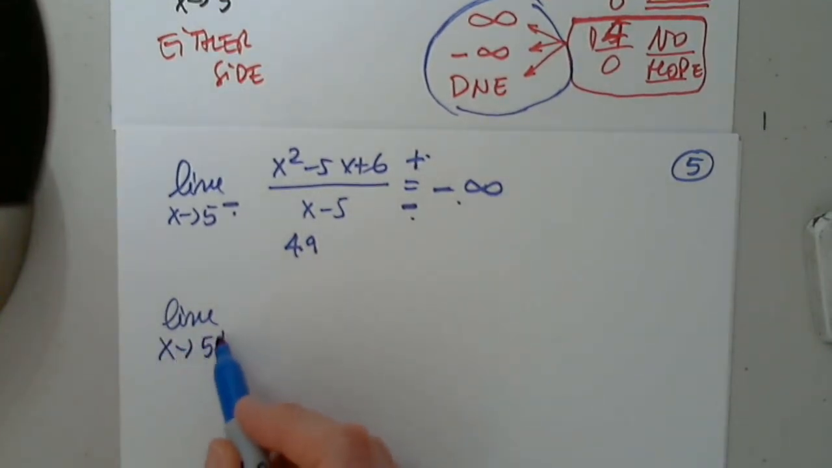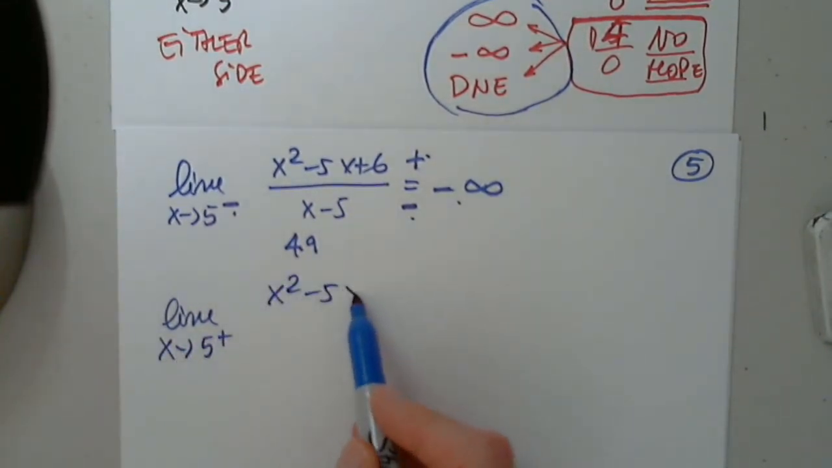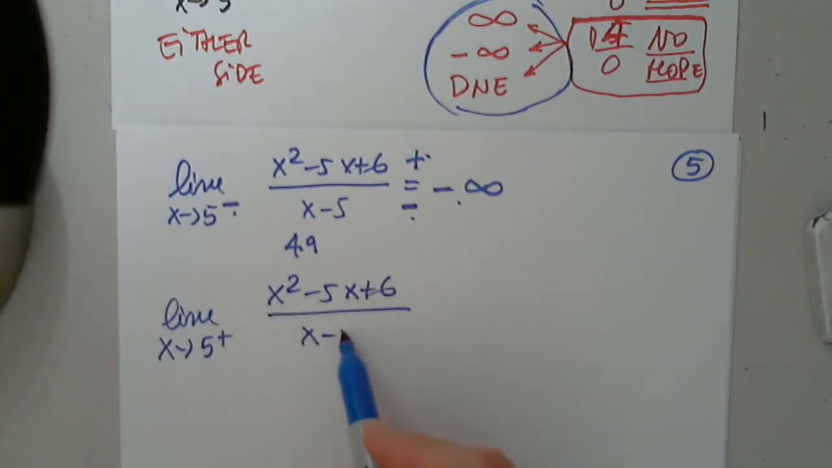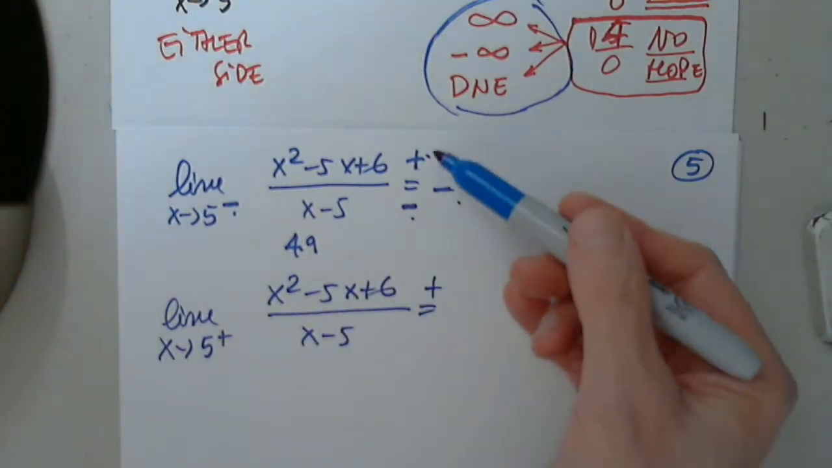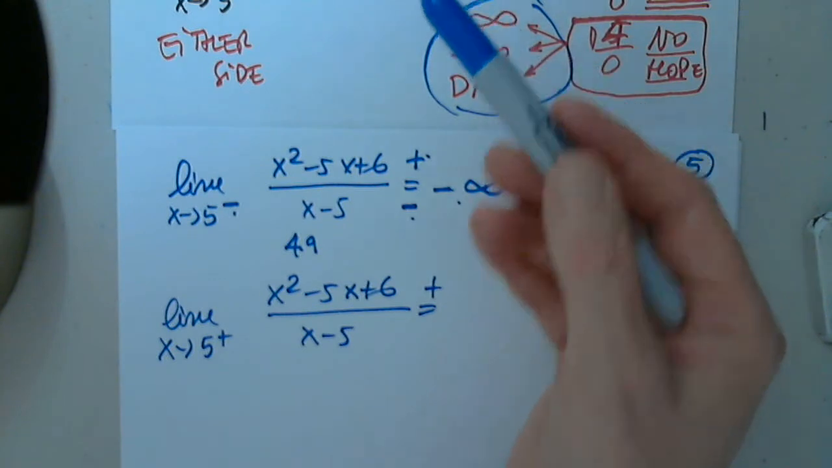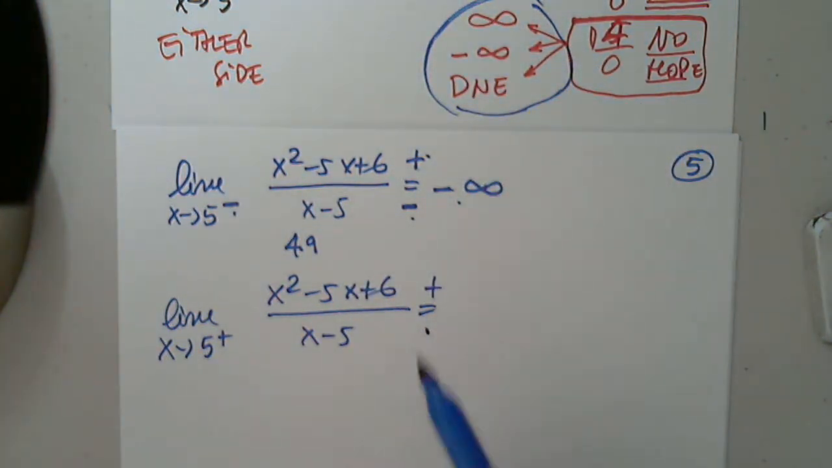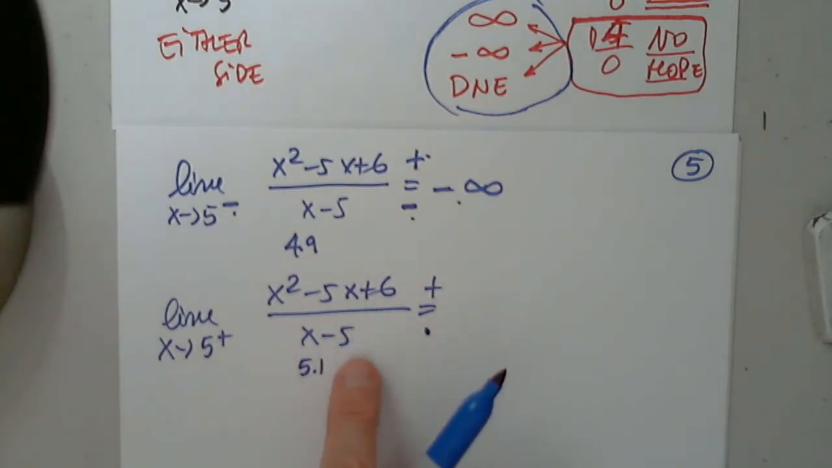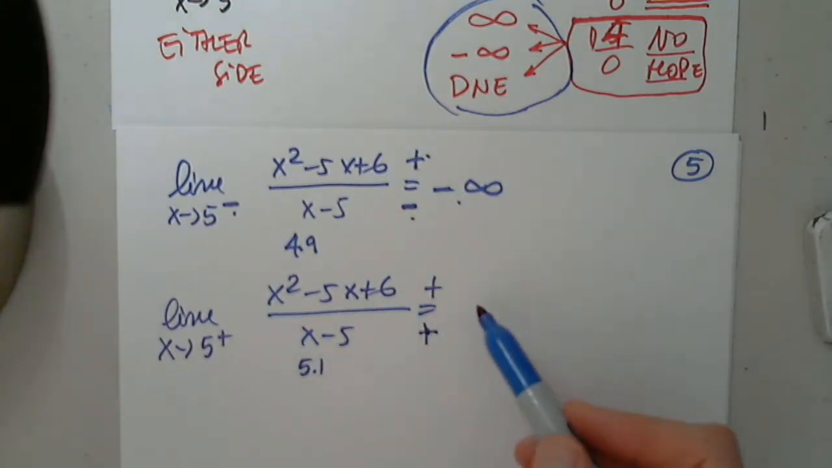So x approaches 5 from the right of x squared minus 5x plus 6 over x minus 5. The top is still positive because it's 6. But can anyone tell us the sign in the denominator? 5 from the right. Positive infinity. Yes, because you will have to plug in 5.1 minus 5, which will be a positive answer. So positive over positive is infinity.